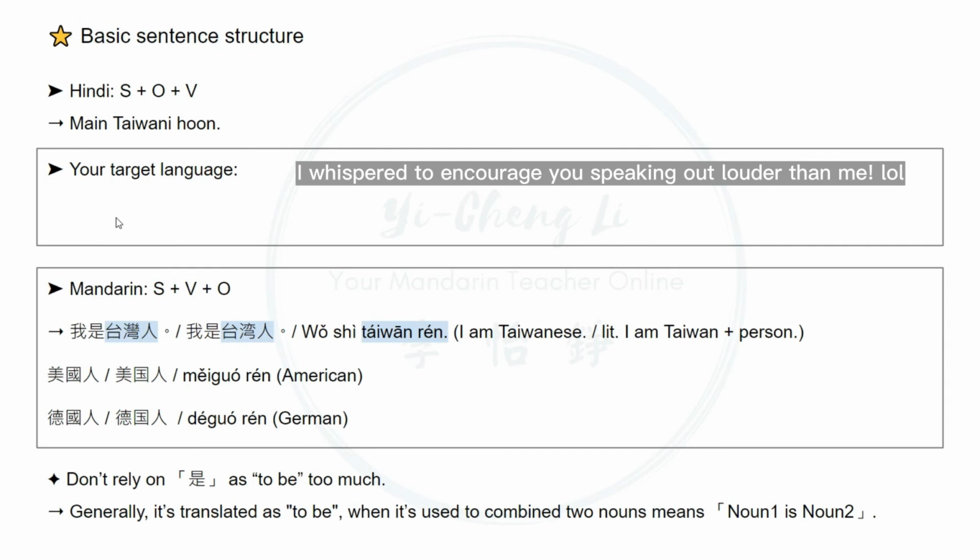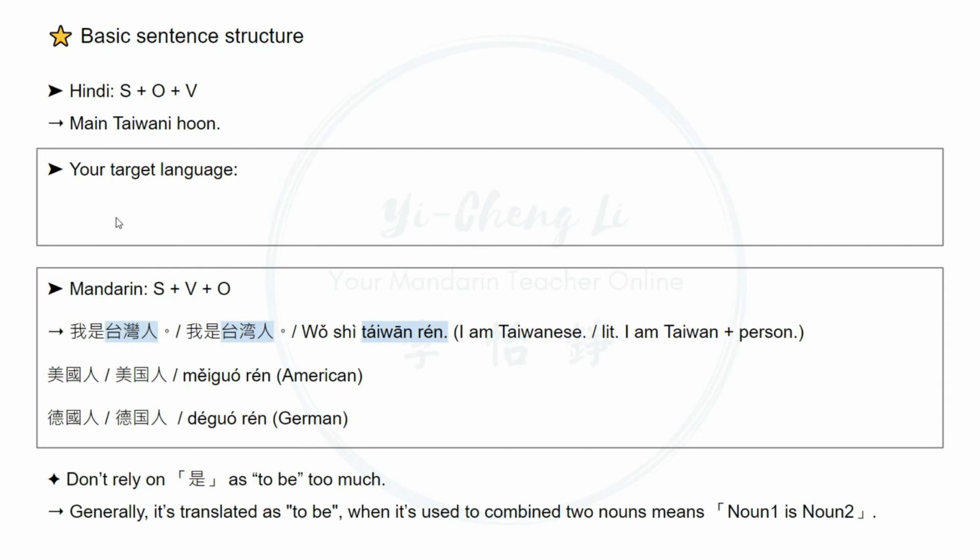Say it out loud. I cannot hear it, but feel free to write down your target language's basic sentence structure and the sentence of I am blah blah blah nationality in the comments down below. I'm curious about what language you are learning. And then let's look at the Mandarin one. 我是台湾人, I'm Taiwanese. 我是美国人, I'm American. 我是德国人, I am German.